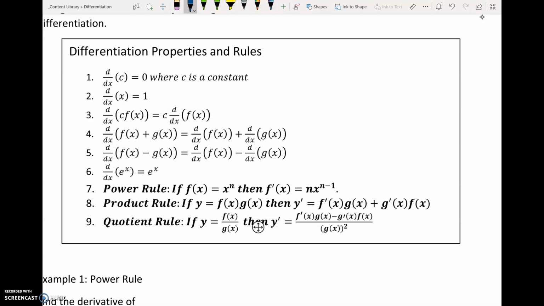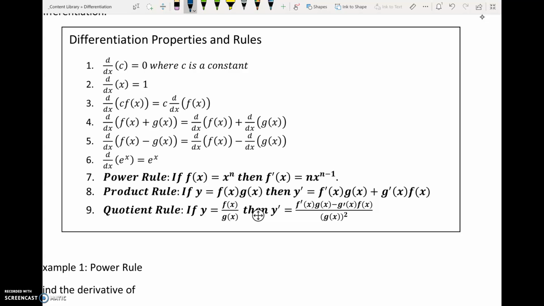The second property is if you take the derivative of x, it's going to be 1. Or if you take the derivative of t with respect to t, it's going to be 1. So any variable to the power of 1 will give you that result. The third property is that you can pull out constants. So you can take the derivative of the function and just multiply it by that constant after. It would be the same thing. The fourth property is kind of like your limit properties, that you can separate your limits whenever you have addition, or in this case, you're going to separate your derivatives through addition or subtraction.